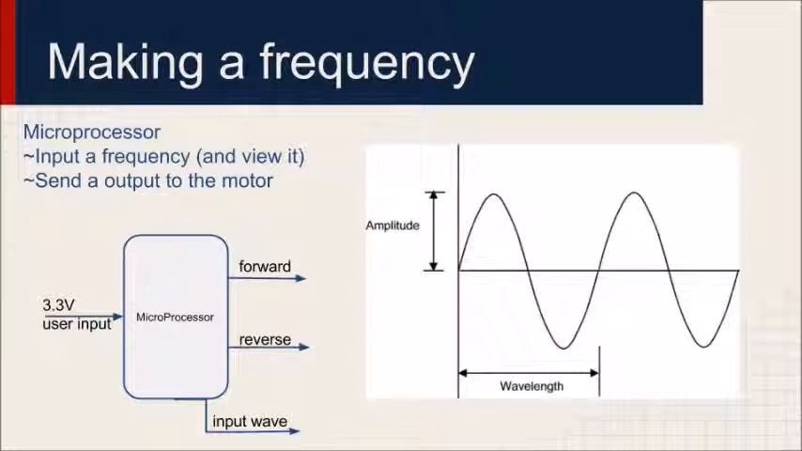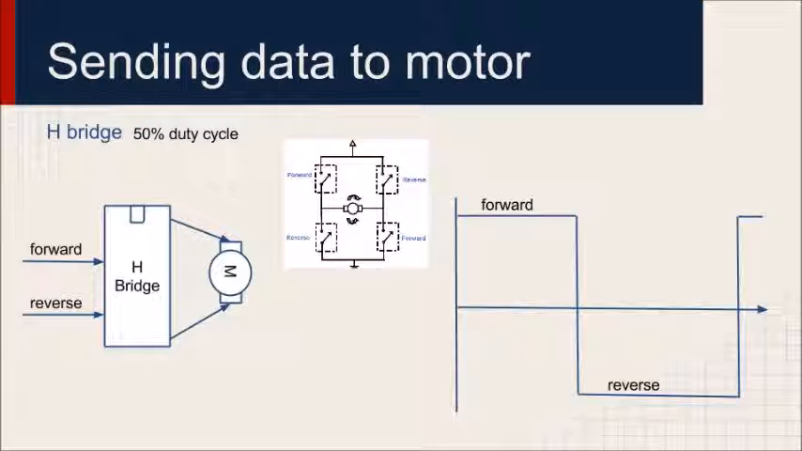Using a microprocessor, we created a sine wave and used code along the lines of: if the voltage is positive, then move the motor forward, and if the voltage is negative, go reverse. With a reverse and forward signal and using an H-bridge, we can turn the motor clockwise and counterclockwise.